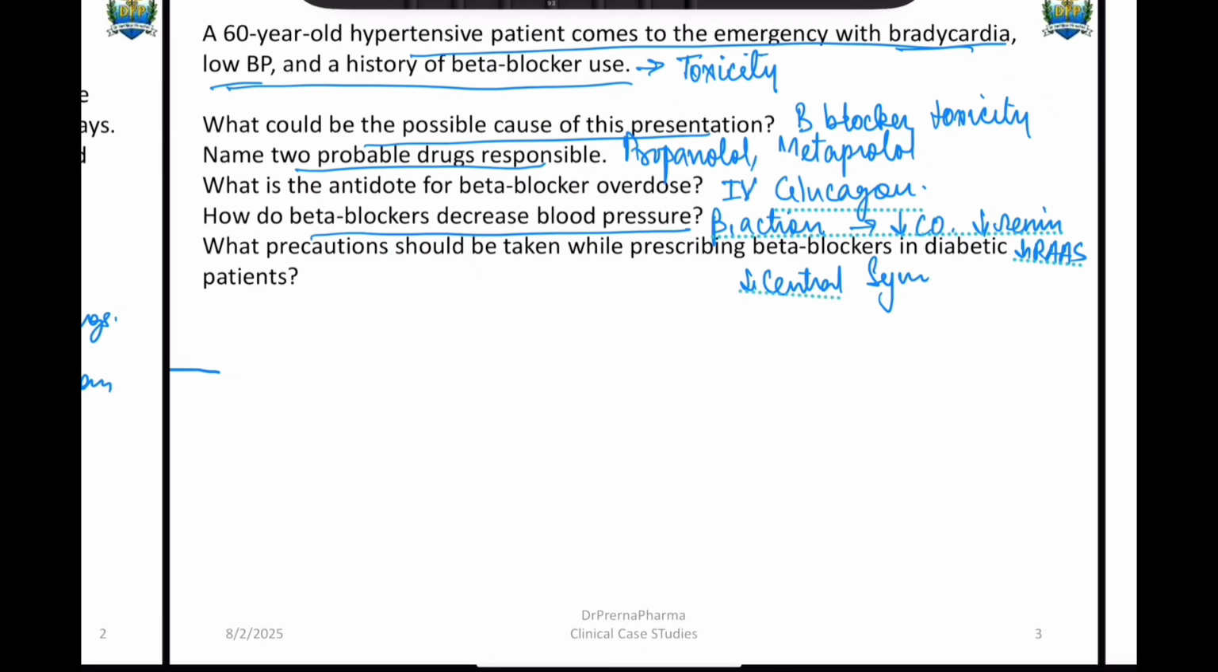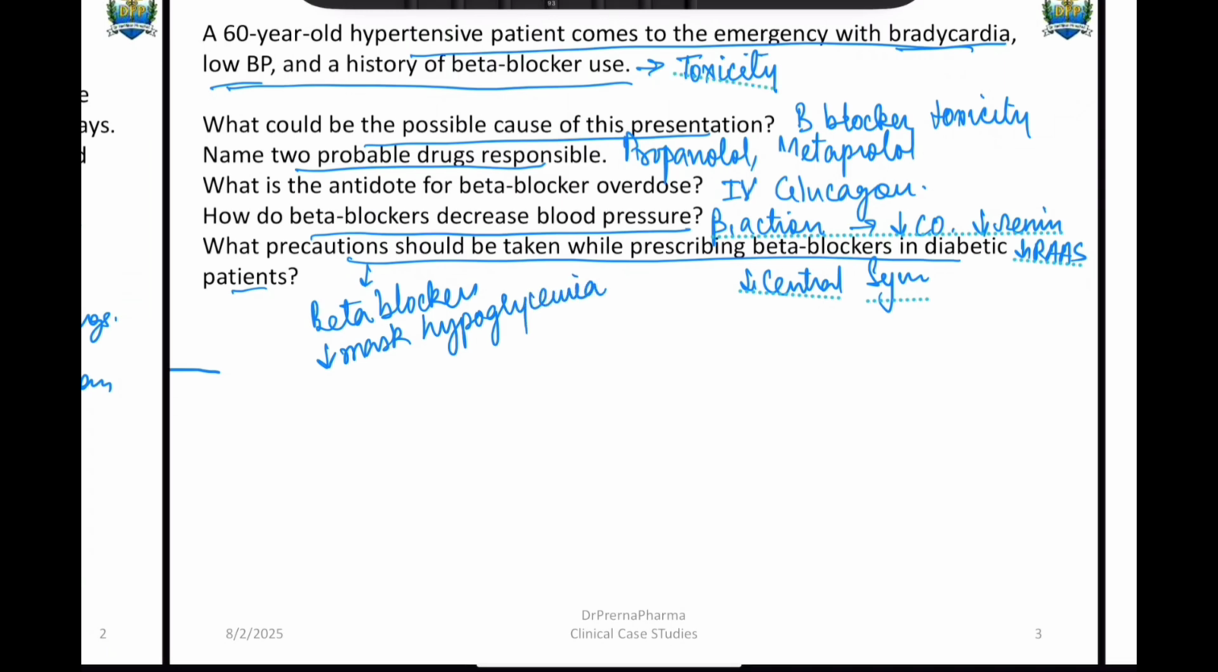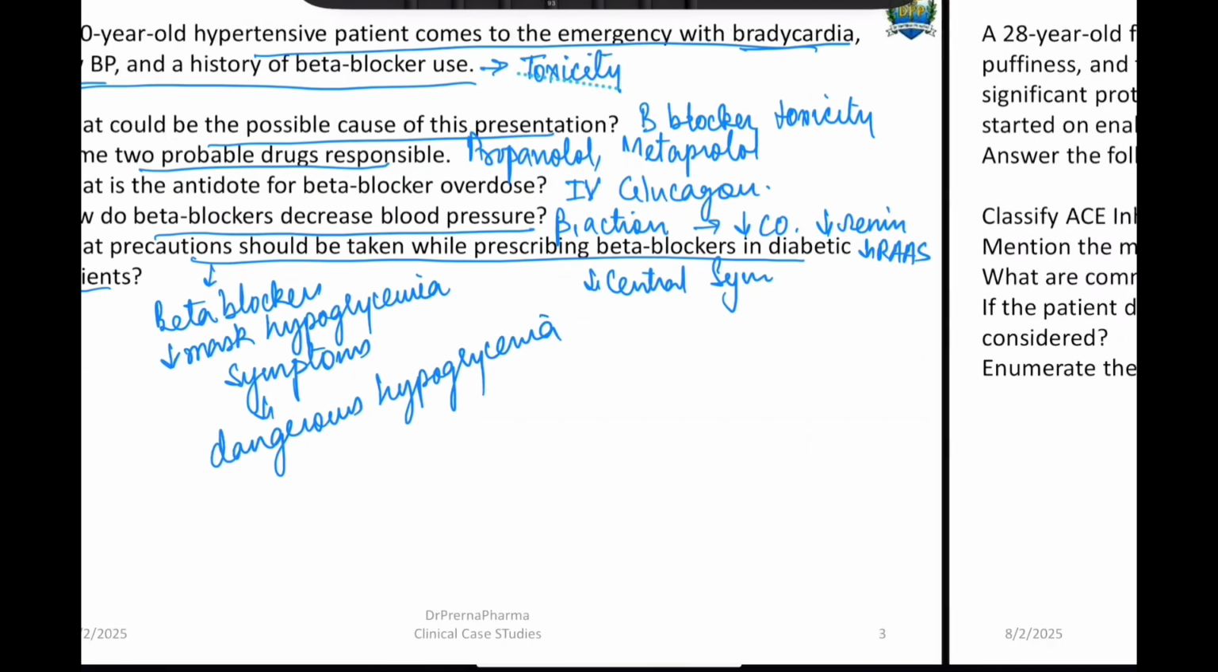And so all these things together, they result in fall in BP. What precautions should be taken while prescribing them in a diabetic patient? Now beta blockers, because they are reducing the sympathetic outflow, mask the hypoglycemia symptoms. They mask the adrenergic or sympathetic symptoms which are associated with hypoglycemia. So it can result in something called dangerous hypoglycemia. So this is a precaution that needs to be taken in patients who are taking beta blockers and who are diabetic.